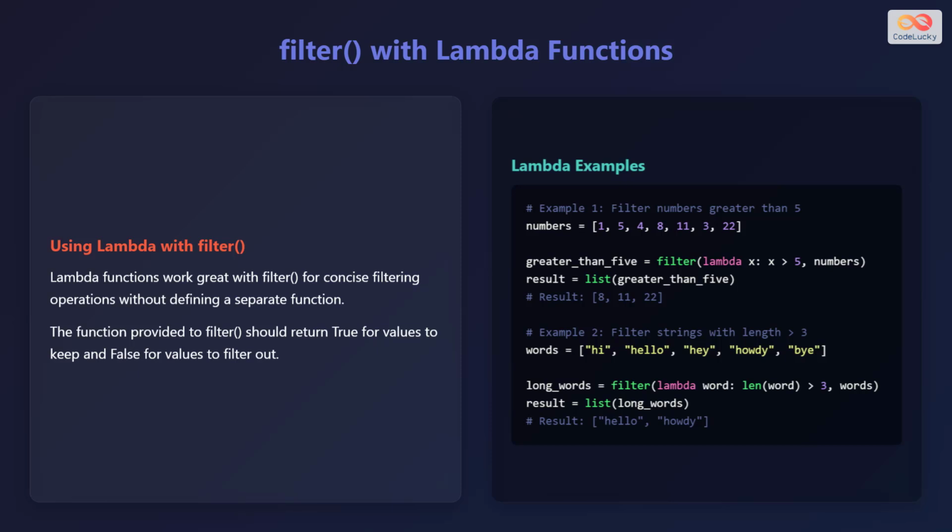We use a Lambda function to check if each number is greater than 5 and filter keeps only those numbers. The result is a list of numbers that are greater than 5.